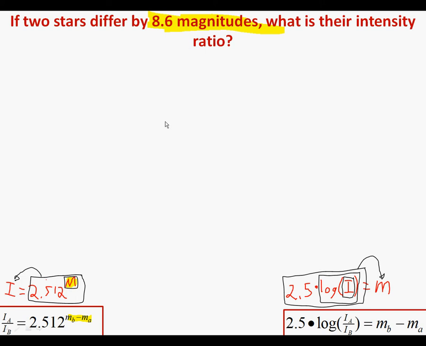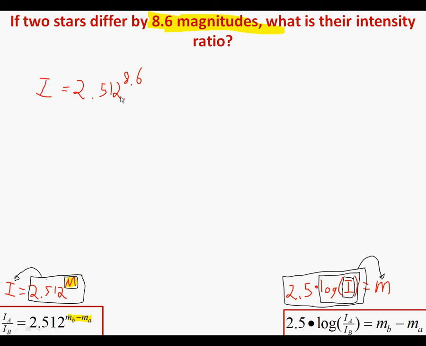So since we have magnitudes here, that's what we're going to work with. So we can simply plug it into this formula. It's going to be 2.512 to the power of, well, not M. We know what M is. It's a magnitude, which is 8.6. Alright, and that gives you the intensity.